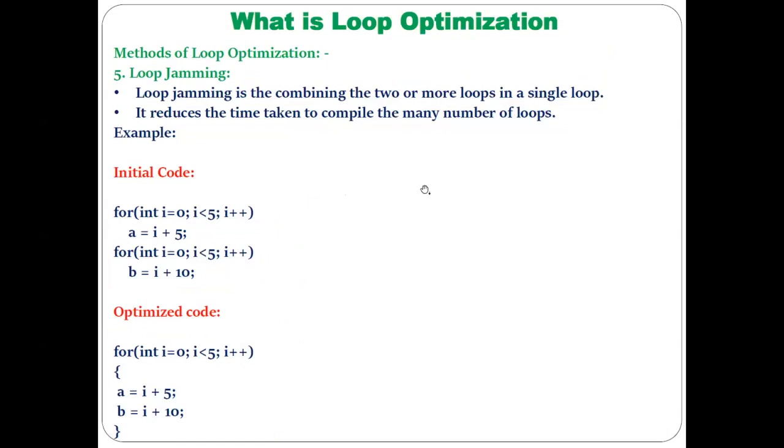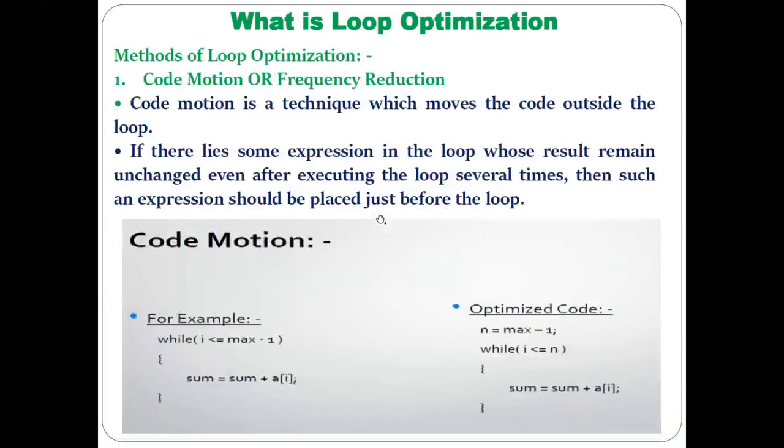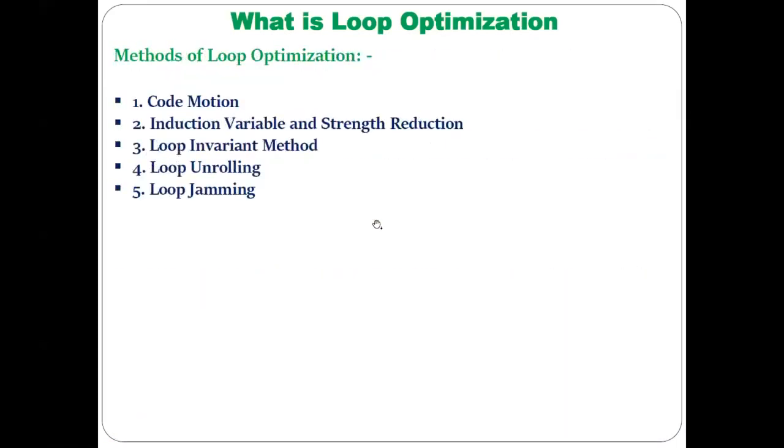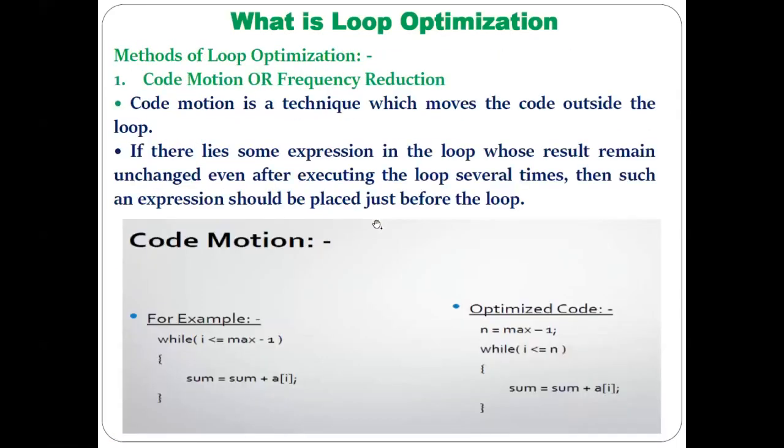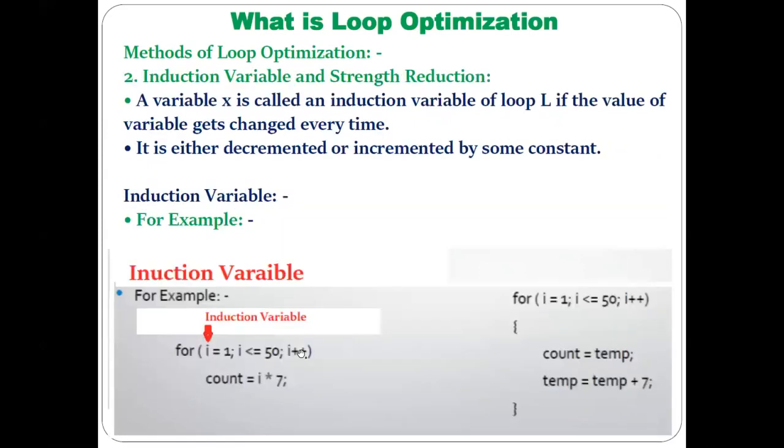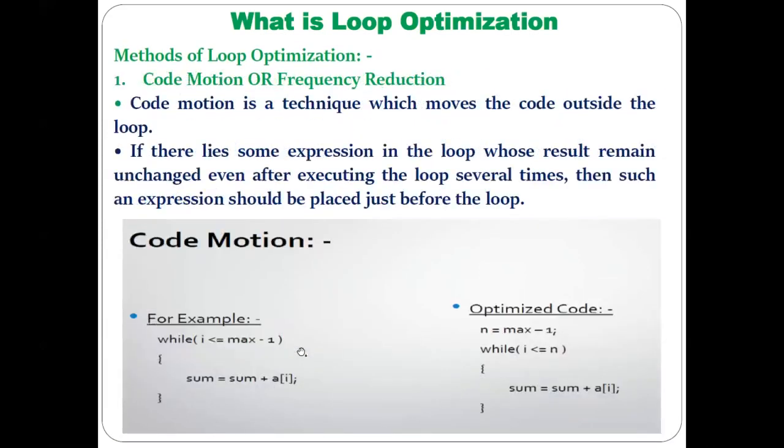I hope all of you understood all these techniques related to loop optimization. As you can see, first we have seen code optimization, the code motion or frequency reduction, where we move certain code outside the loop, if its result is going to remain unchanged, even if it is outside the loop or inside the inner loop. Such code we move outside the loop.